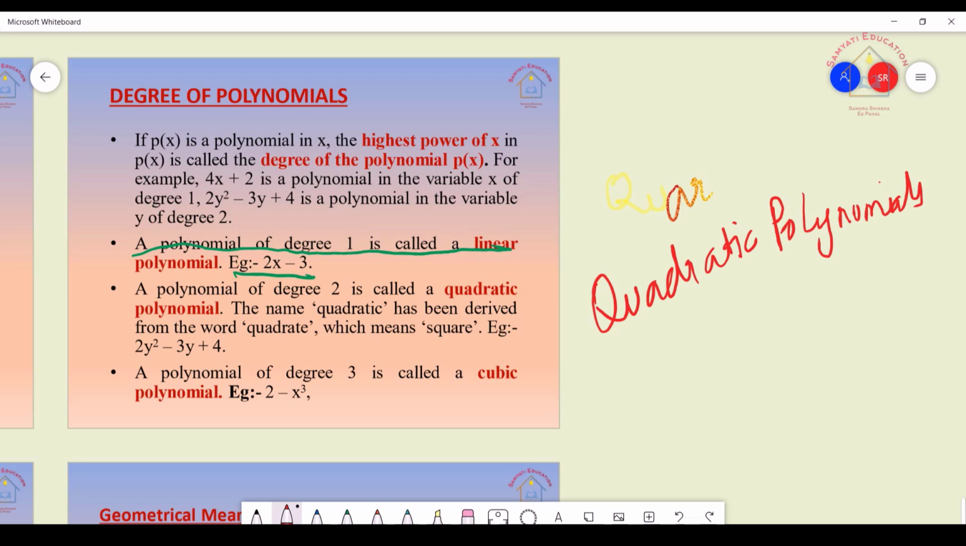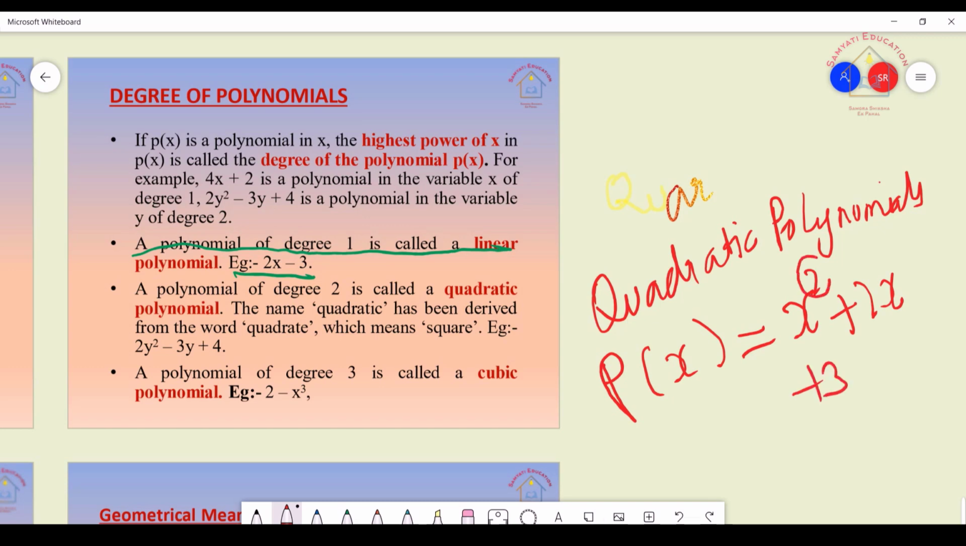If we have to know what a quadratic polynomial is, we simply write any polynomial and think about its degree. If the polynomial is 2x square plus 2x plus 3, we can see that the highest power is 2. That means this polynomial has degree 2, and that's why it is called a quadratic polynomial. So the polynomial with degree 1 is a linear polynomial, and the polynomial with degree 2 is a quadratic polynomial.